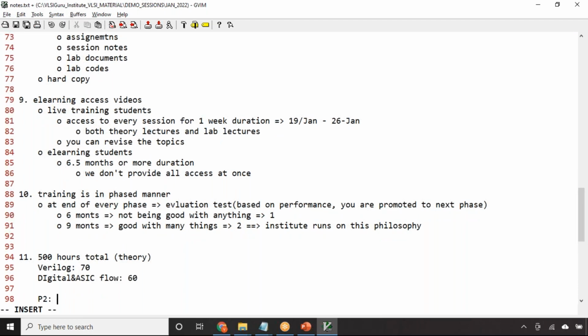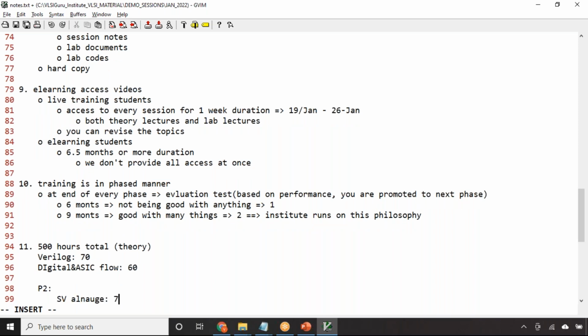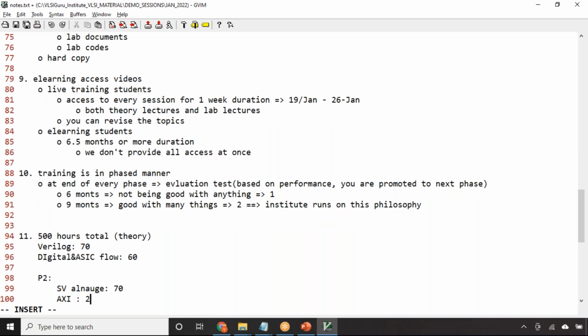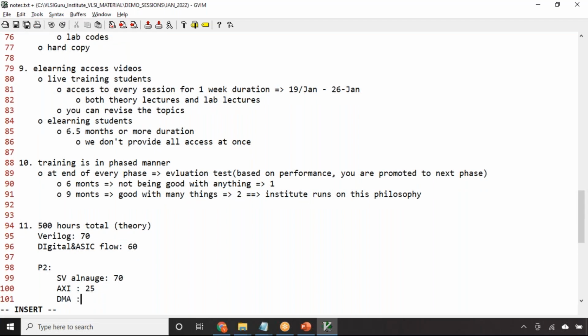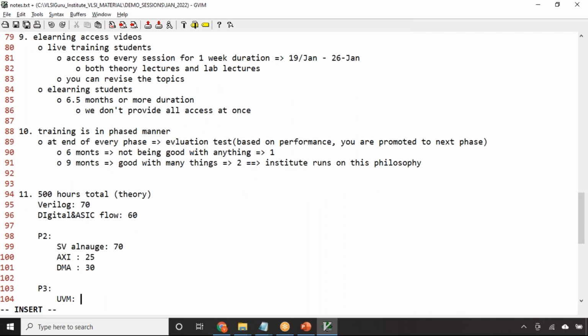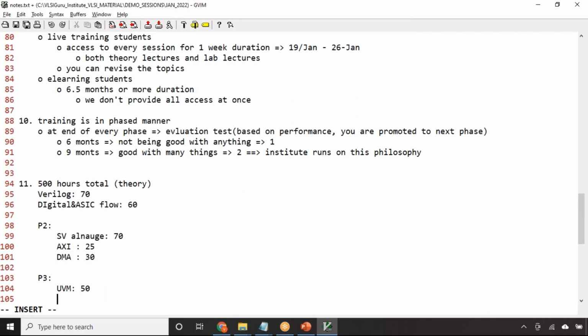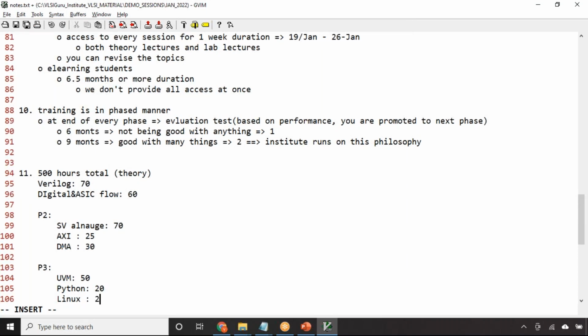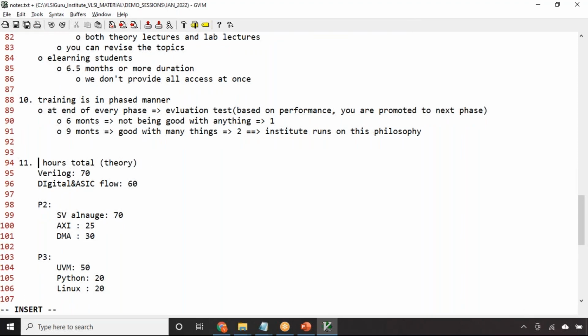In phase 2, the SystemVerilog language will go for around 70 hours. AXI will go for around 25 hours. DMA, one of the main projects, will go for around 30 hours. That's roughly 125 hours. Phase 3, UVM, will go for around 40 to 50 hours, including the AHB project. Python scripting might go for around 20 hours. Linux will go for around 20 hours. So you can add up 130, another 130, to around 350 hours. This is how it will go.